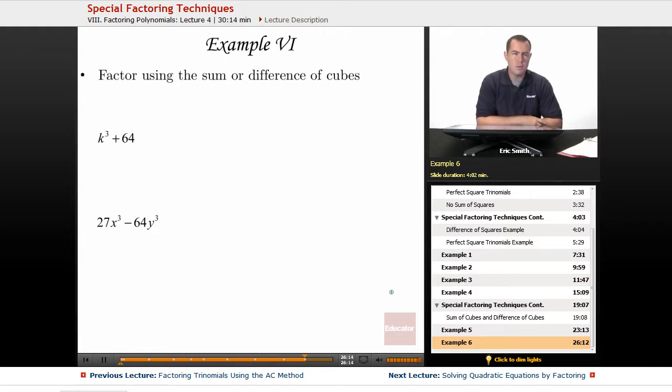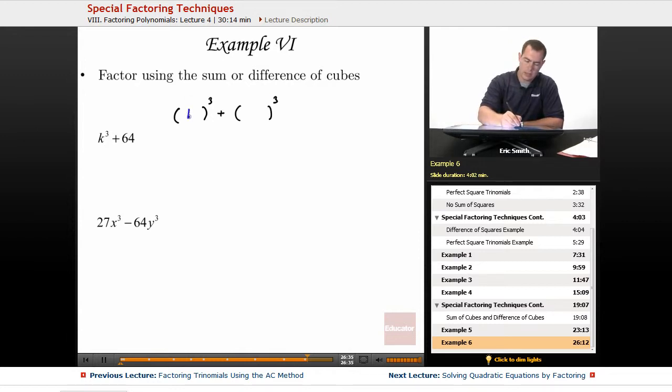All right, let's do this one more time using the sum or the difference of cubes, since it does take a little bit of practice to figure out what pieces are being cubed and where all of those pieces need to go. So we need to recognize for this first one, something cubed plus something cubed. Well, k cubed looks like my first one, and let's see, what cube would give me 64? That would have to be 4.